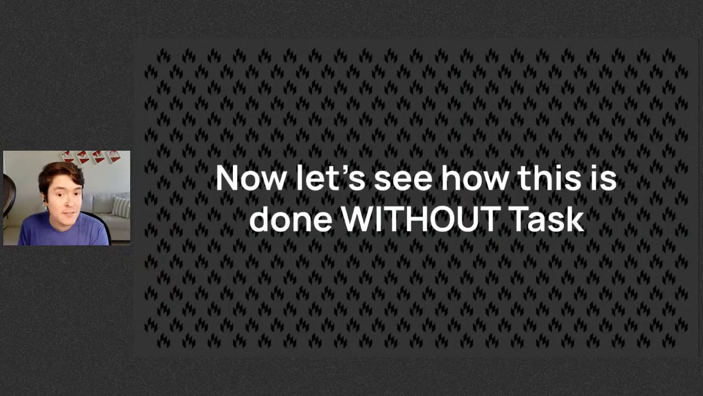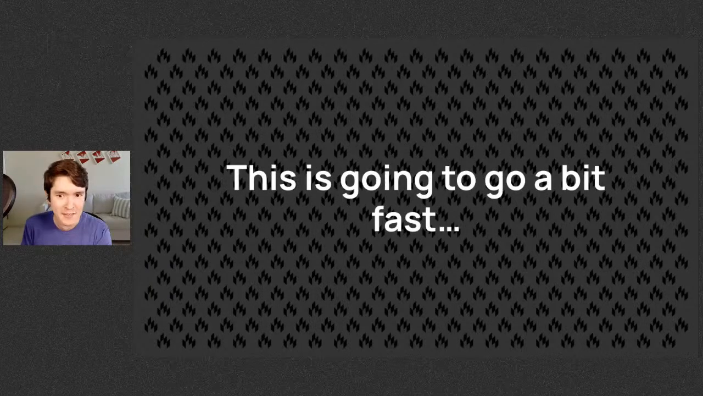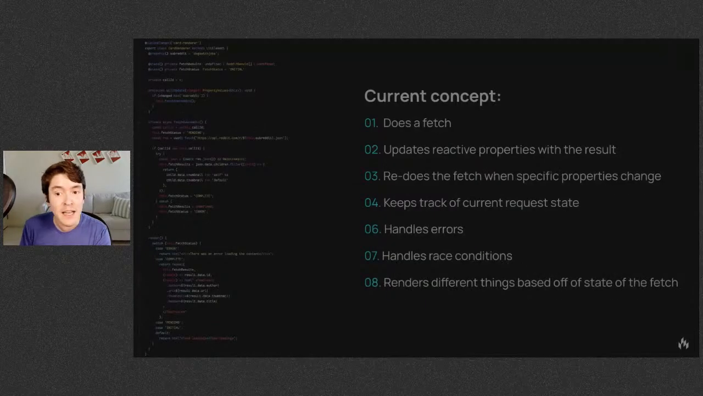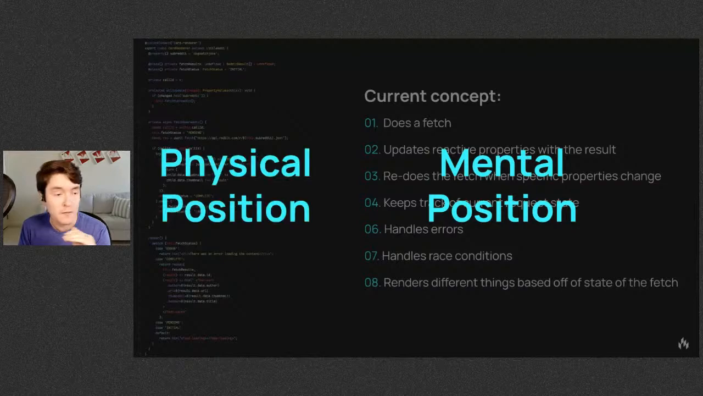So let's see how this is done without Task. Just a heads up, this is going to go a bit fast, and I'm going to implement it in the order that you logically would. But really, I want you to pay attention to the code flow and how you move around. Think of the right-hand side as your mental position, and the left-hand side as your physical position, like where you're actually typing in the code.